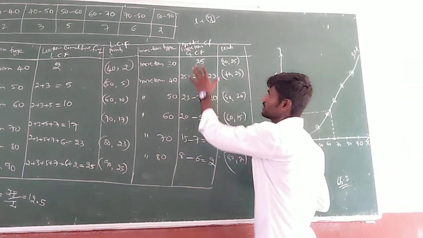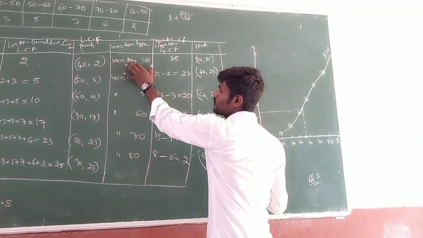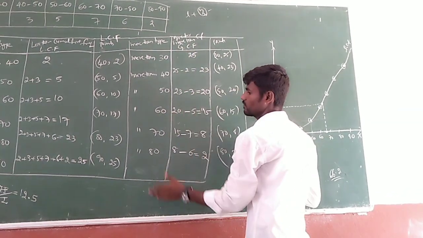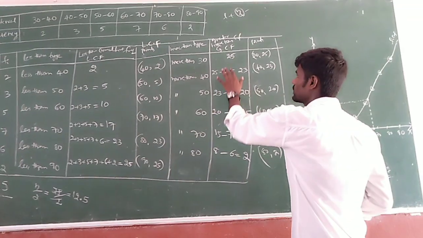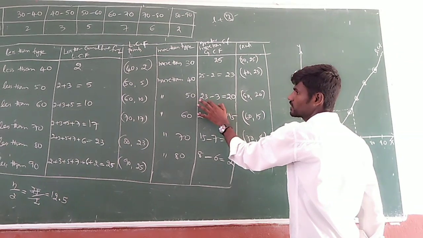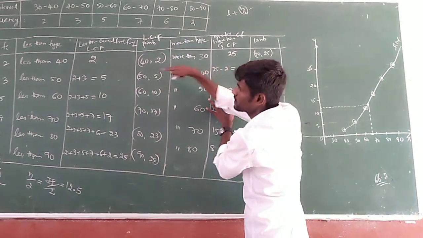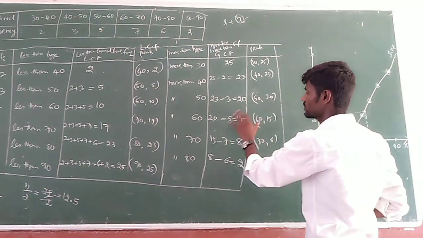Okay, students. The more than cumulative frequency is nothing but we consider the lower boundaries and the frequencies from the bottom, whatever total we are getting, and from that one by one you have to subtract. So 25, previous frequency 25 minus 2 is 23. 23, in this range frequency 3, 23 minus 3 is 20. Next 20, previous frequency 5, like that.